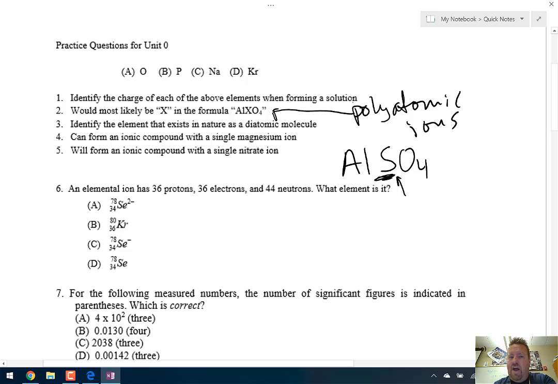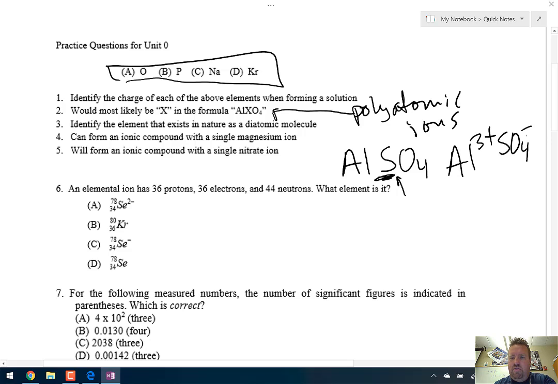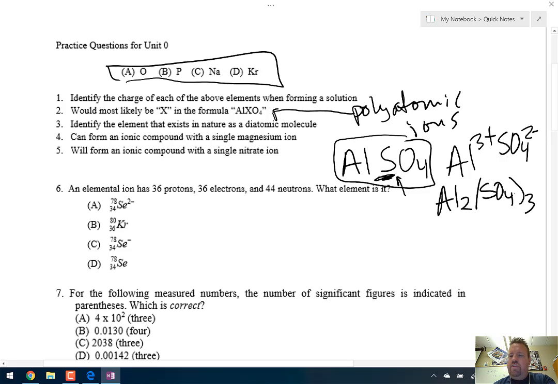The only problem with that, A, is that sulfur is not one of the choices up here, and B, the charges don't line up. So if we're creating AlSO4, aluminum has a +3 charge, sulfate has a -2 charge. The formula for aluminum sulfate is not AlSO4, it would be Al2(SO4)3. Okay, so sulfur doesn't work because A, it's not one of the choices, B, because that would not be the right formula.